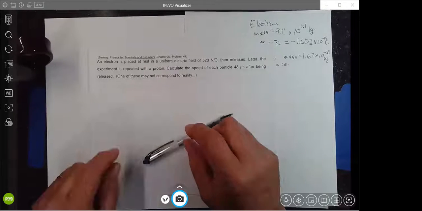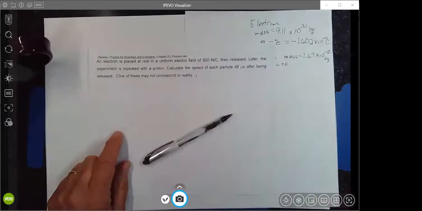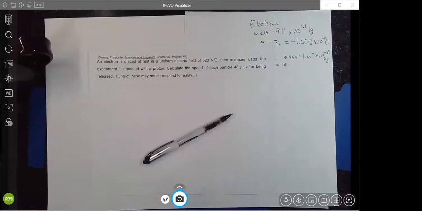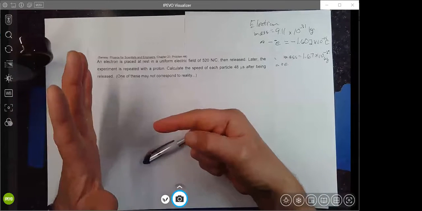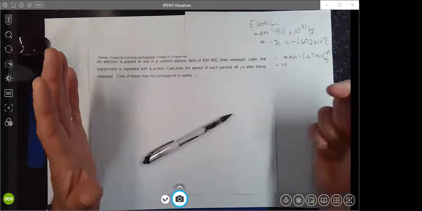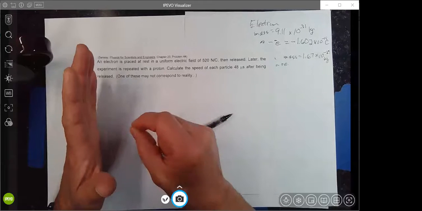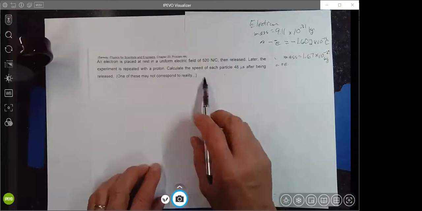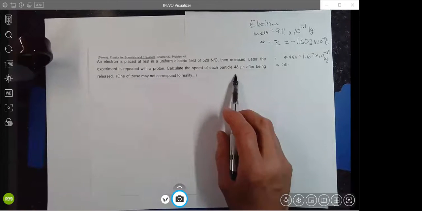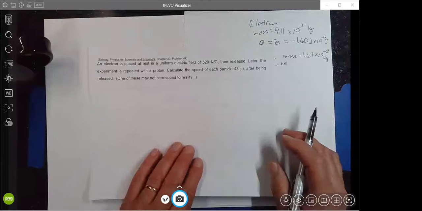Just how do you place an electron at rest in a uniform electric field? One way to do it might be to shoot an electron into the field so that the electric field slows the electron down and stops it, and then it'll be at rest for an instant. And we could imagine what will be the speed of it 48 microseconds later. And we can do this with both of them. So let's see how this works out.